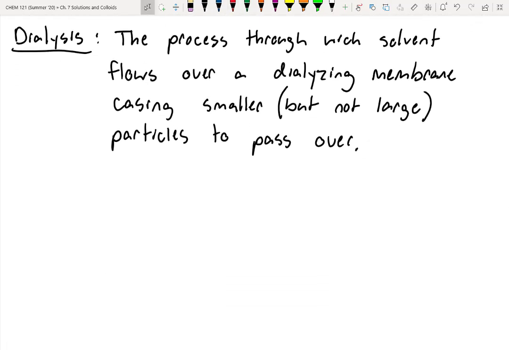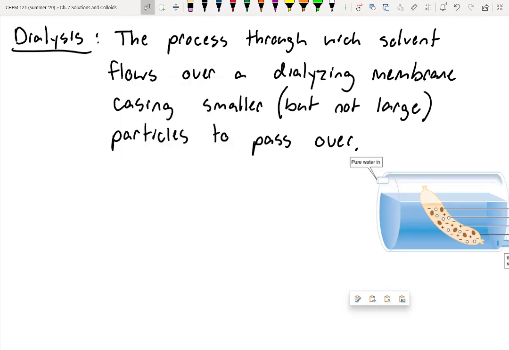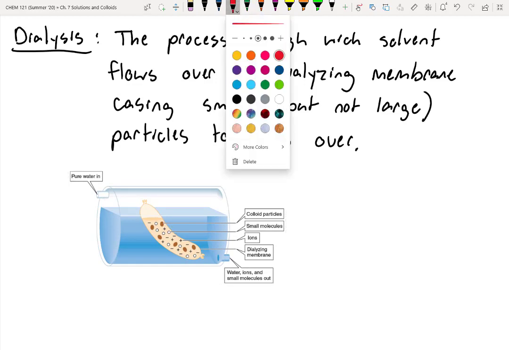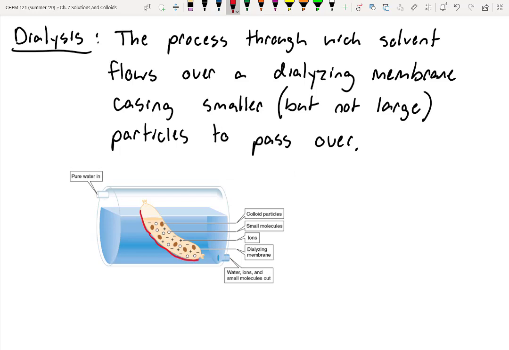So let's take a look at this using a visual. So here's kind of a simple idea. So let's imagine that here we've got this membrane on the outside. So it looks kind of like a hot dog, but this is just a membrane, and it's got pores in it that will allow small things through. So these bigger things, like these large spheres here, they're too big to fit through the pore. However, anything that's small, so for example, these ions and small molecules here, they will all get passed through into the water.